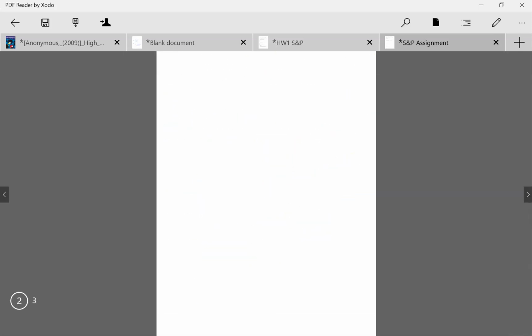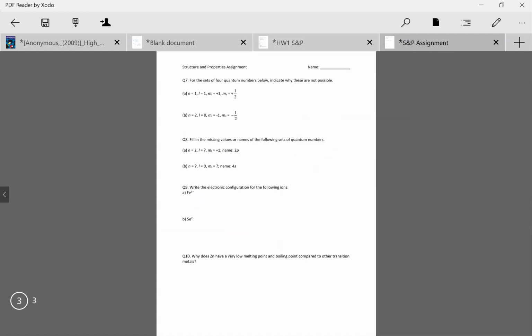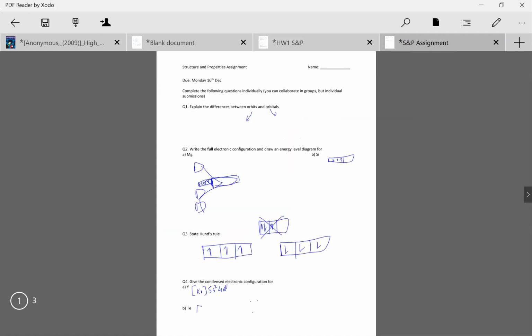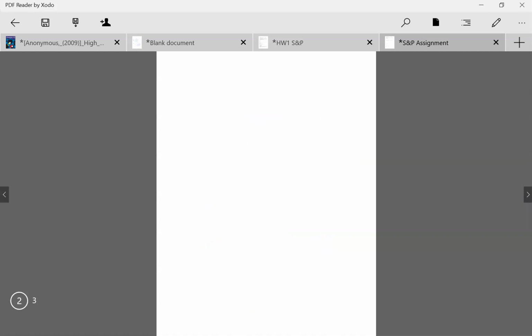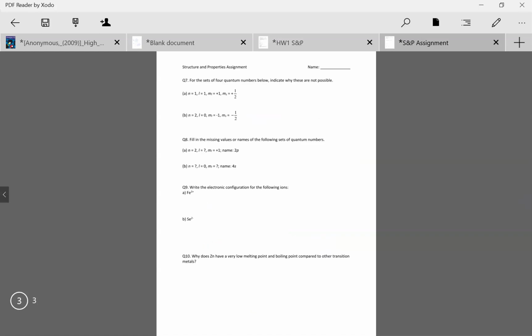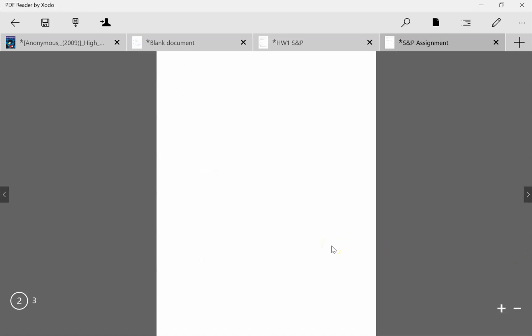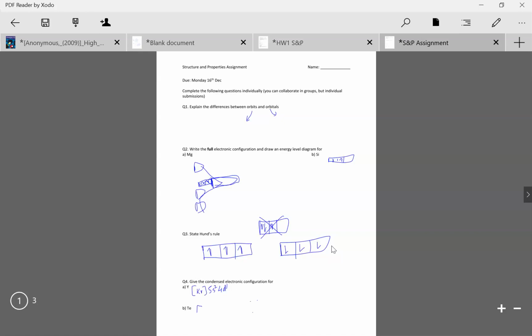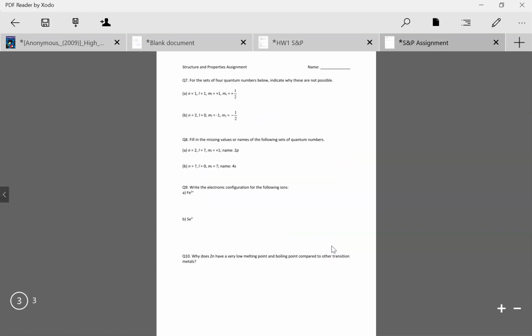Oh, there's a blank page. I don't know why. Did I lose some questions? I think so. I don't know what that is, but I guess we're just moving on, because I feel like there should be some VSEPR theory somewhere in this assignment, but it is not there. So I don't know where that went. Interesting.